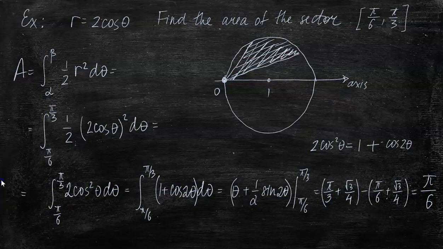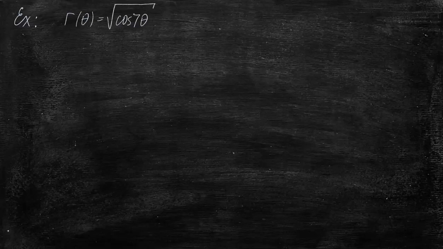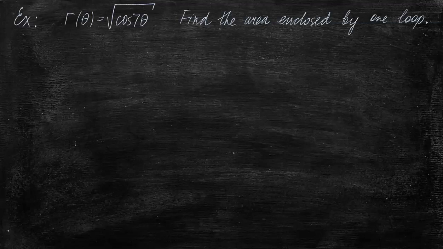Let's do another example. Let's consider the following equation. And let's find the area enclosed by one loop of this graph.